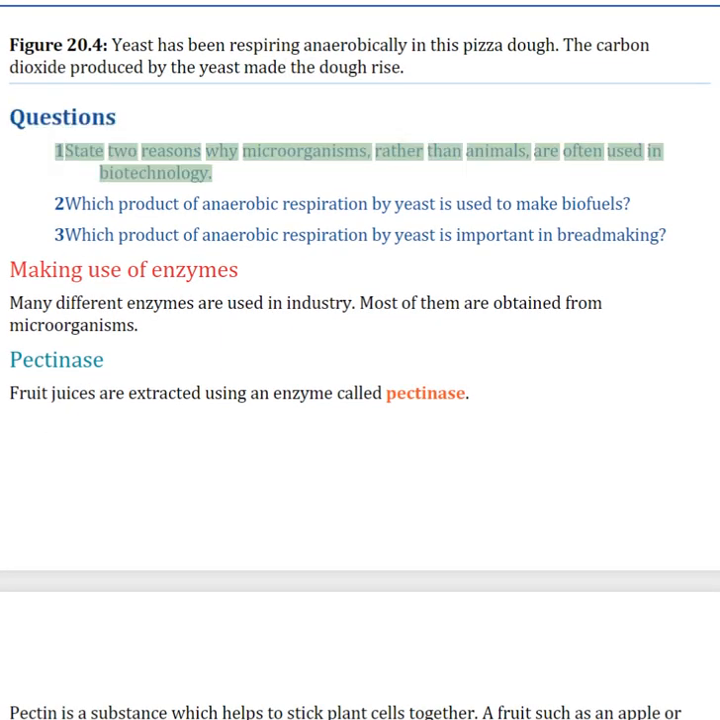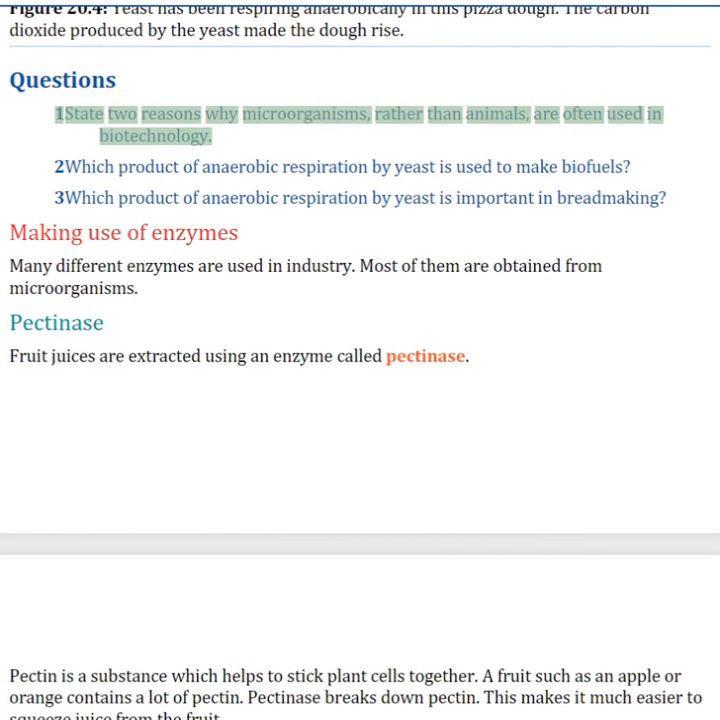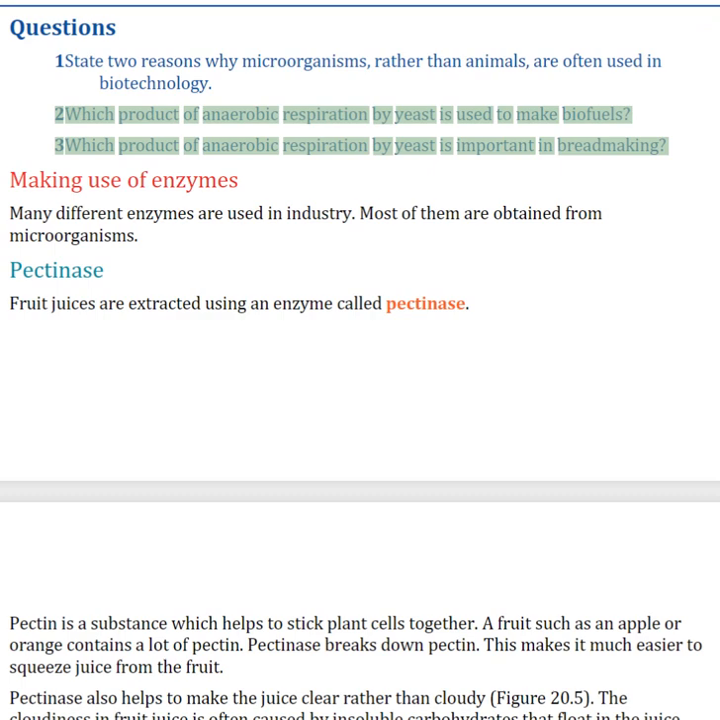Questions. 1. State two reasons why microorganisms, rather than animals, are often used in biotechnology. 2. Which product of anaerobic respiration by yeast is used to make biofuels? 3. Which product of anaerobic respiration by yeast is important in bread making?